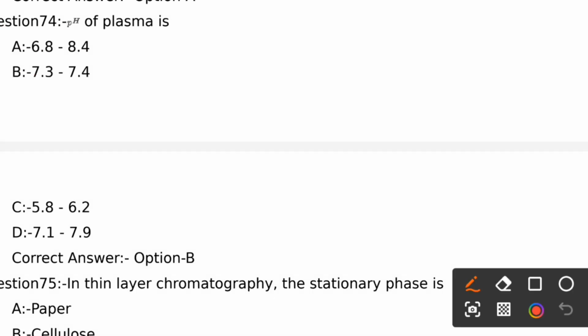Next question. pH of plasma is option A, 6.8 to 8.4. Option B, 7.3 to 7.4. Option C, 5.8 to 6.2. Option D, 7.1 to 7.9. The right answer is option B, 7.3 to 7.4.